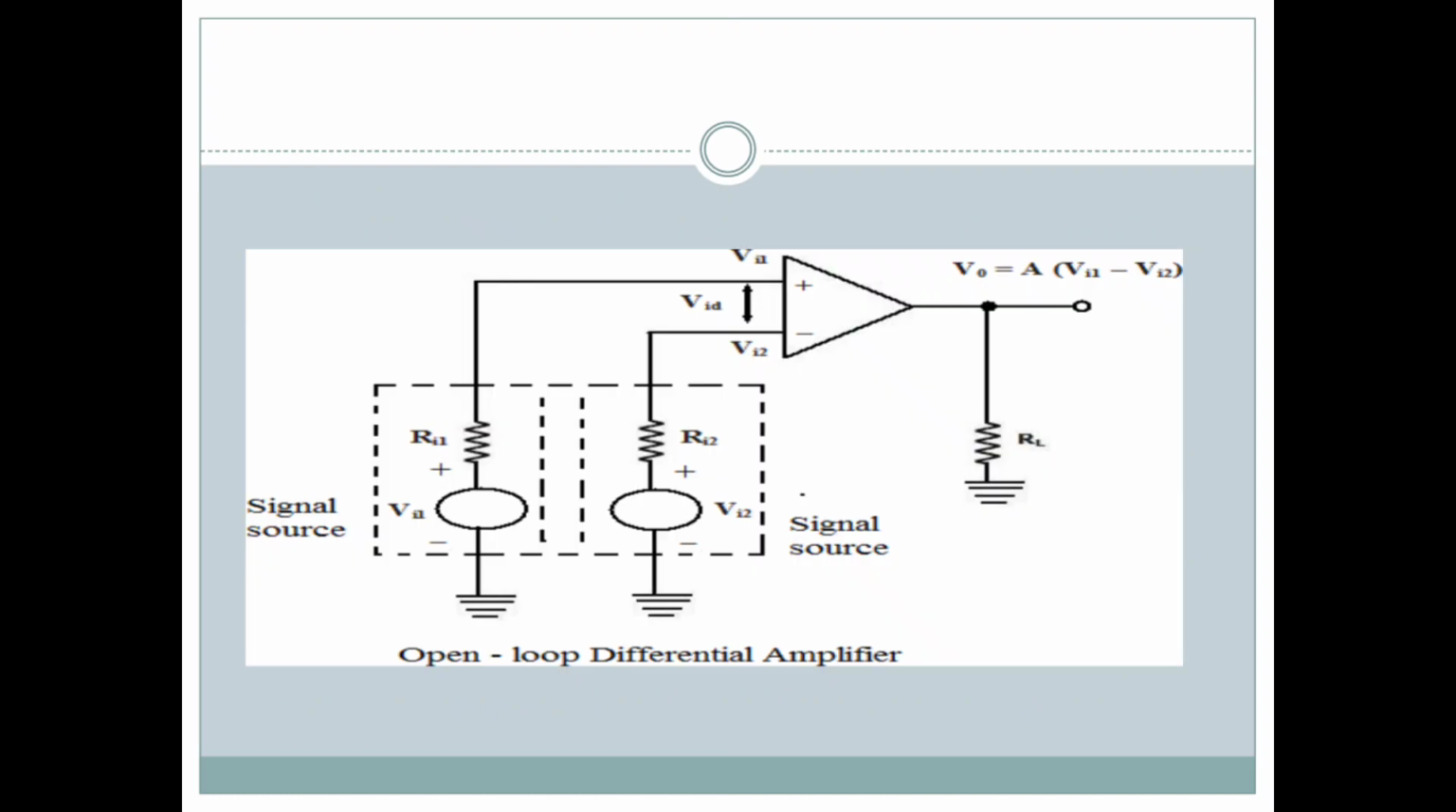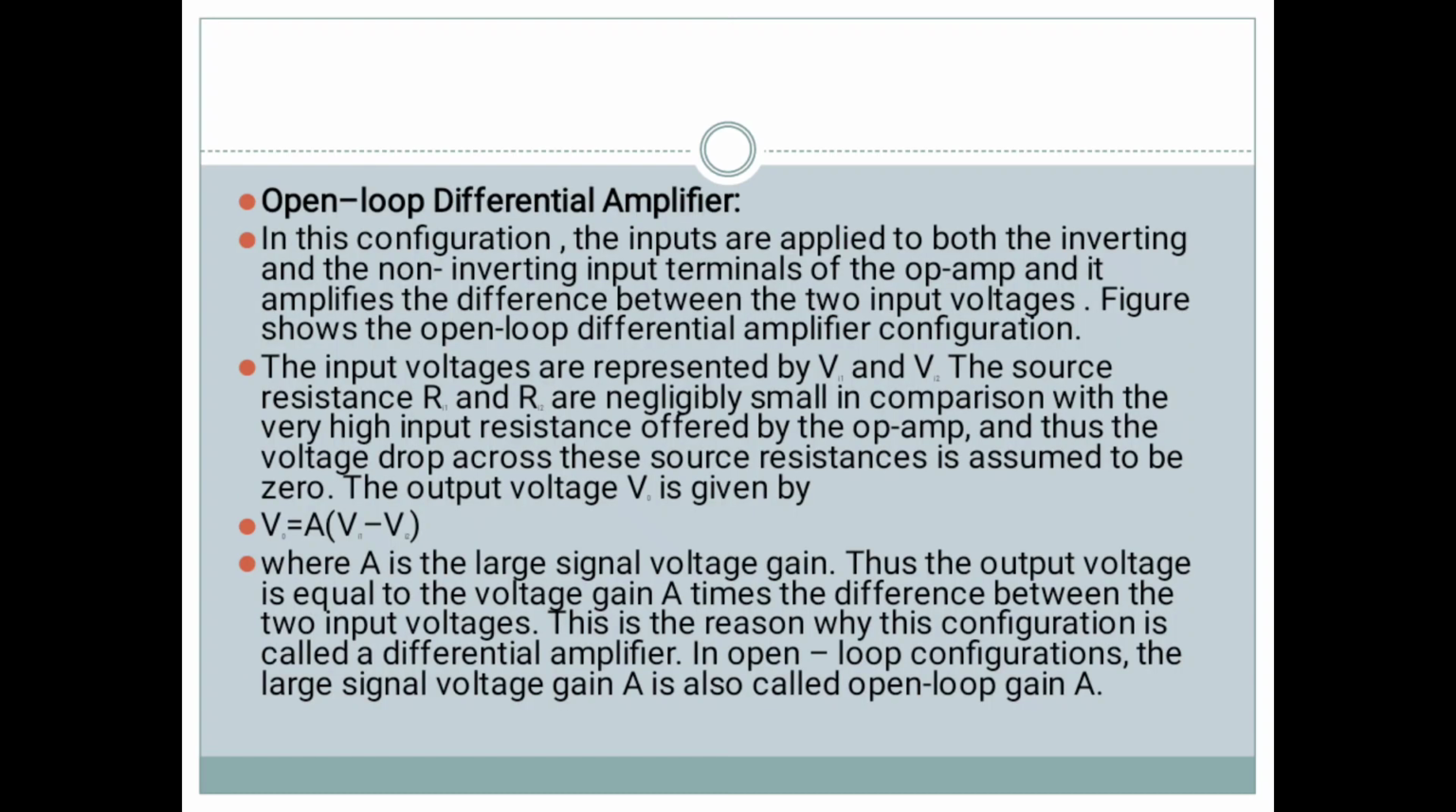The input voltages are represented by Vi1 and Vi2. The source resistances Ri1 and Ri2 are negligibly small in comparison to the very high input resistance offered by the op-amp. Thus, the voltage drop across these source resistances is assumed to be zero, which gives an output of A times (Vi1 minus Vi2), where A is the large signal voltage gain. Thus the output voltage is equal to the voltage gain A times the difference between the two input voltages. This is why the configuration is called a differential amplifier.